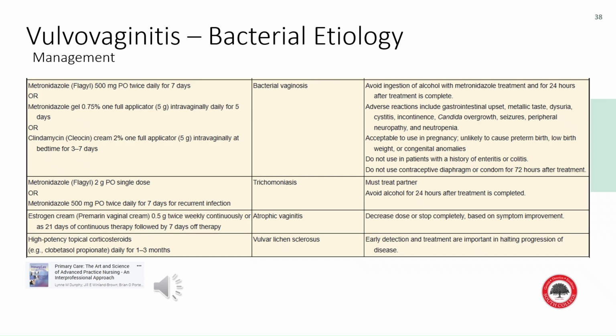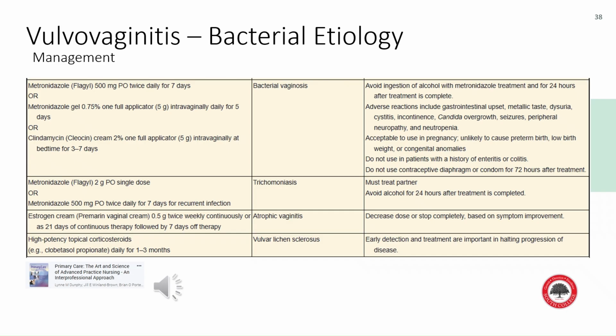Here is a chart from your book that explains vulvovaginitis, bacterial etiology management. So you can go ahead and look over this. It has the bacterial, it has Trichomoniasis, has atrophic vaginitis, and vulvar lichen sclerosis.